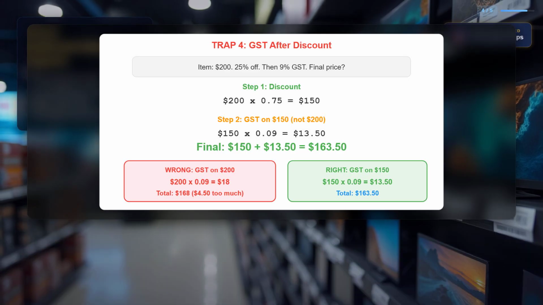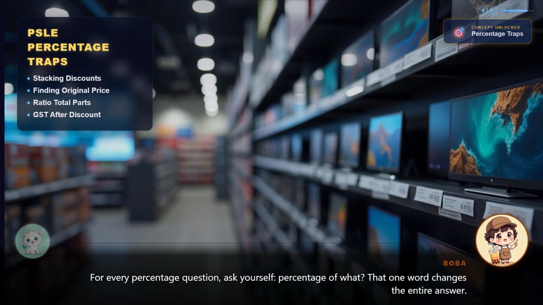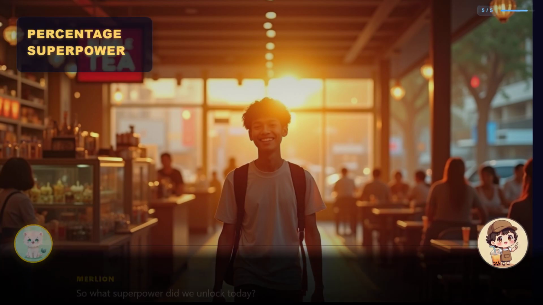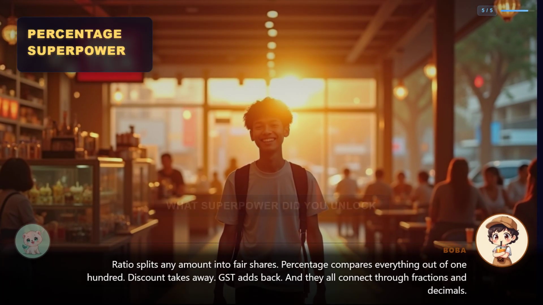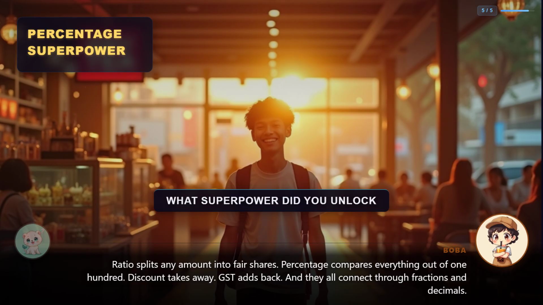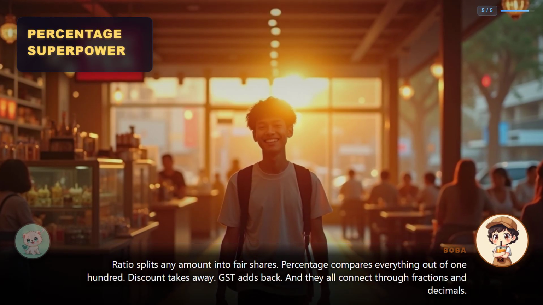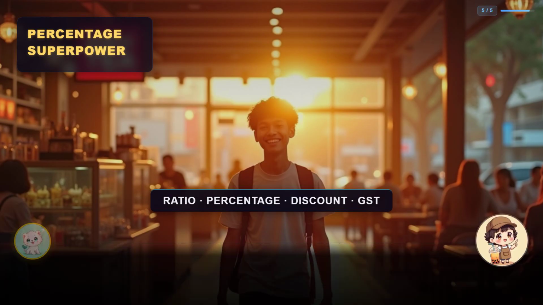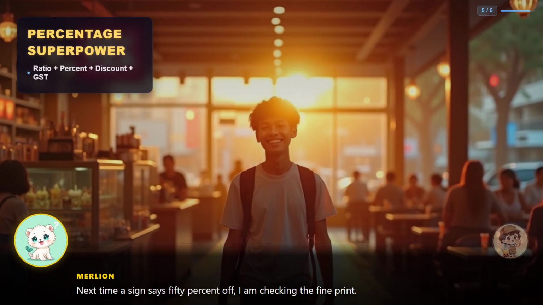Got it. For every percentage question, ask yourself, percentage of what? That one word changes the entire answer. So what superpower did we unlock today? Ratio splits any amount into fair shares. Percentage compares everything out of 100. Discount takes away, GST adds back. And they all connect through fractions and decimals. Next time, a sign says 50% off. I am checking the fine print.